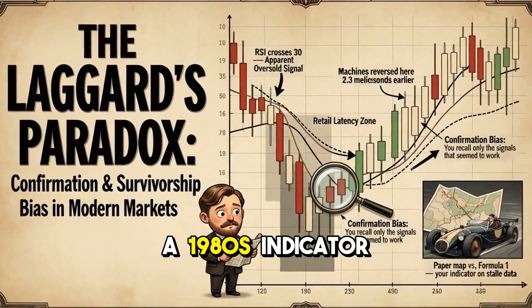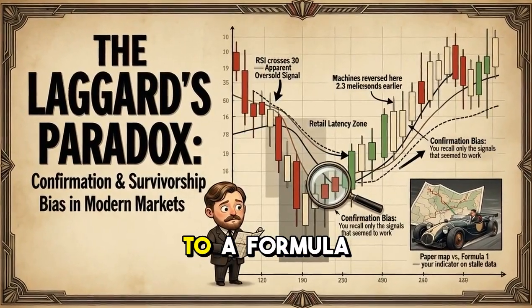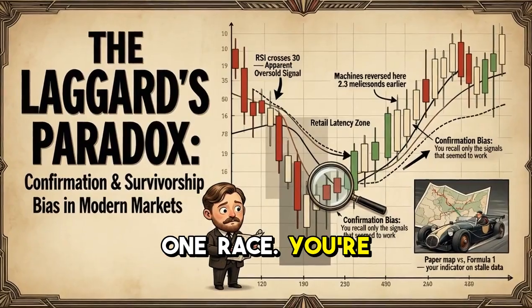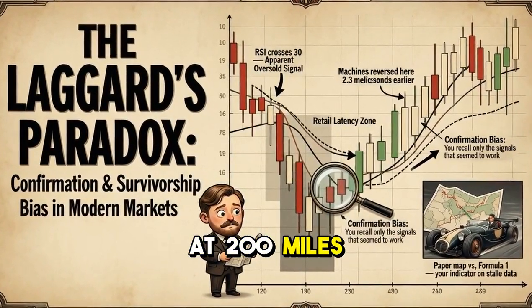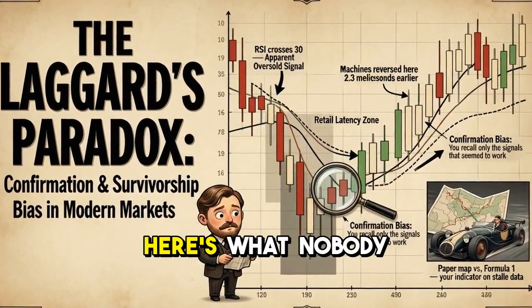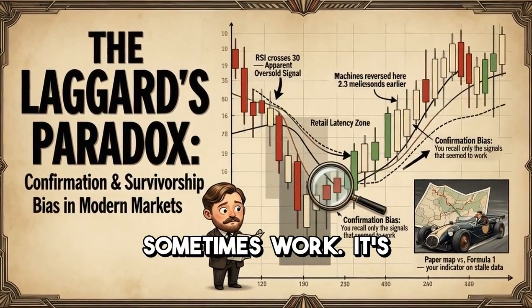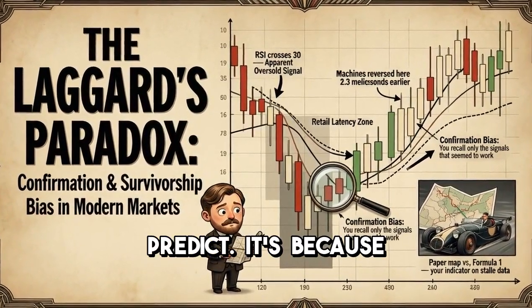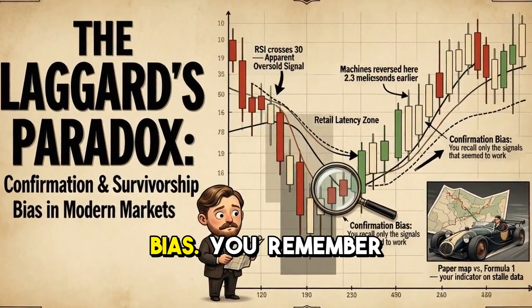Using a 1980s indicator in today's market is like bringing a paper map to a Formula One race. You're navigating with static lines while the track changes at 200 miles per hour. But here's what nobody tells you about why these still sometimes work. It's not because they predict. It's because you're caught in a loop of confirmation and survivorship bias.